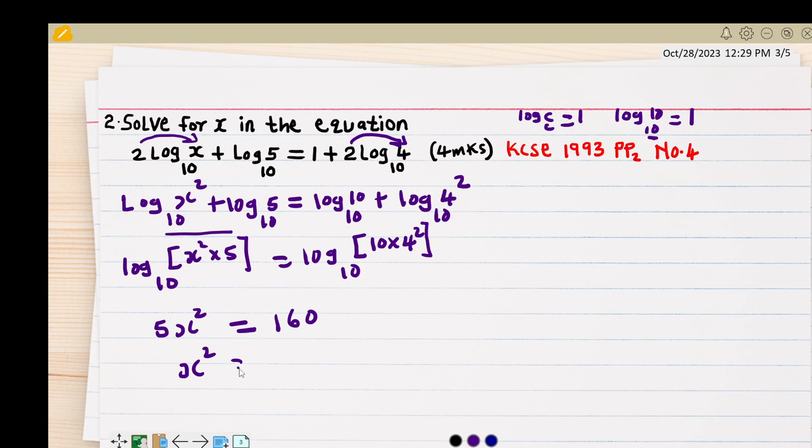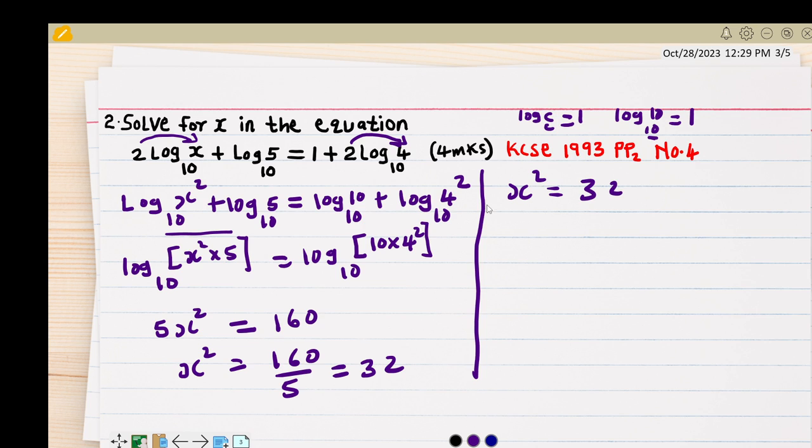Therefore, x squared will be equal to 160 divided by 5. I'm going to get 32. So x squared is equal to 32, which simply means that I'll take square roots on both sides. So x will be, the square root of a number is always plus or minus, the root of 32.